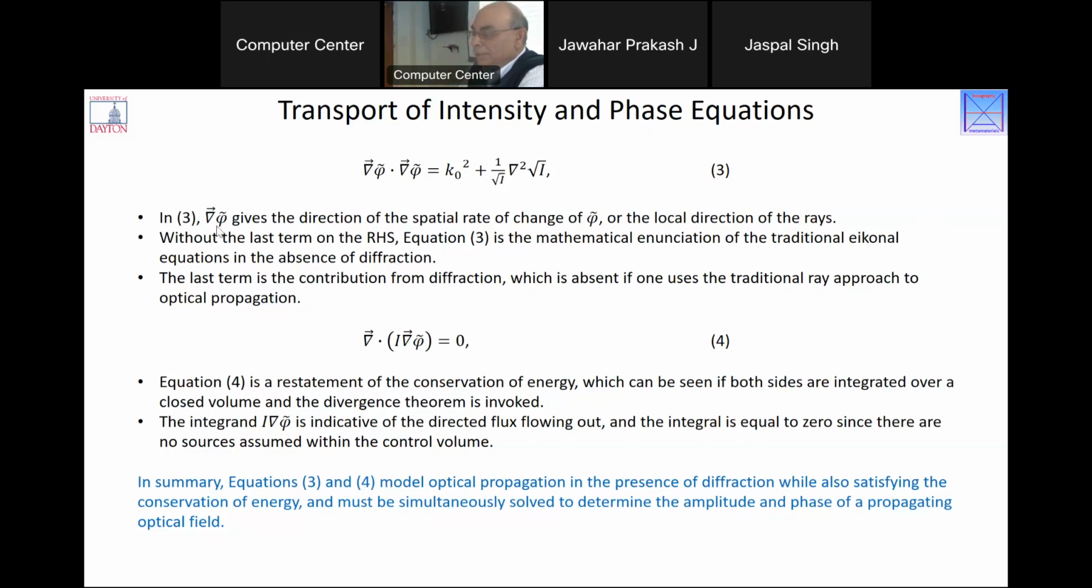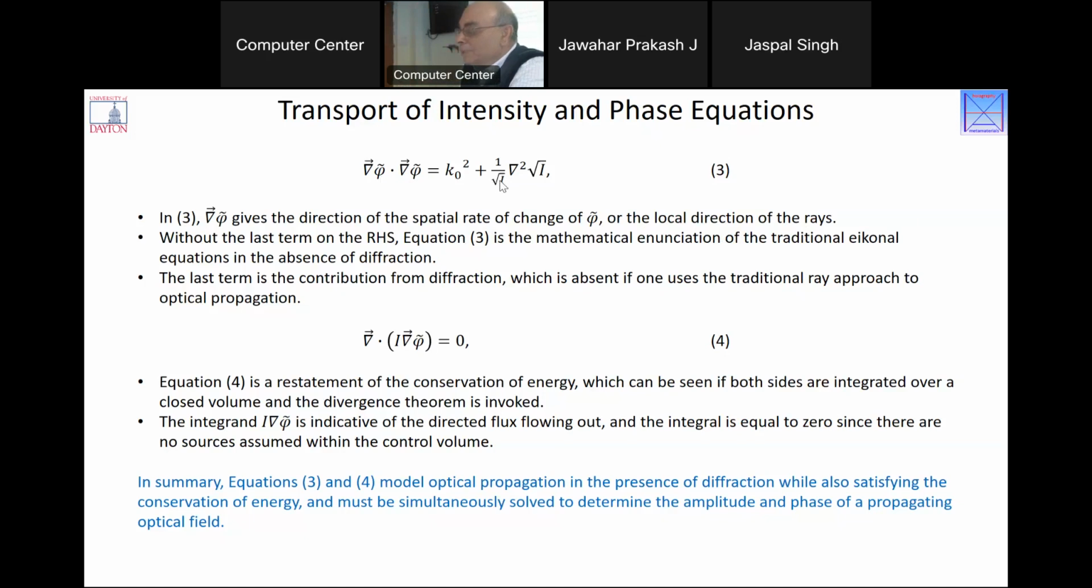So here, this del phi gives the direction of the spatial rate of change of phi, or the local direction of the rays. And in general, what do rays do? They travel in a straight line, remember the good old thing? So if you did not have this last term, from here you can show that the rays travel in a straight line. That's pretty much it.